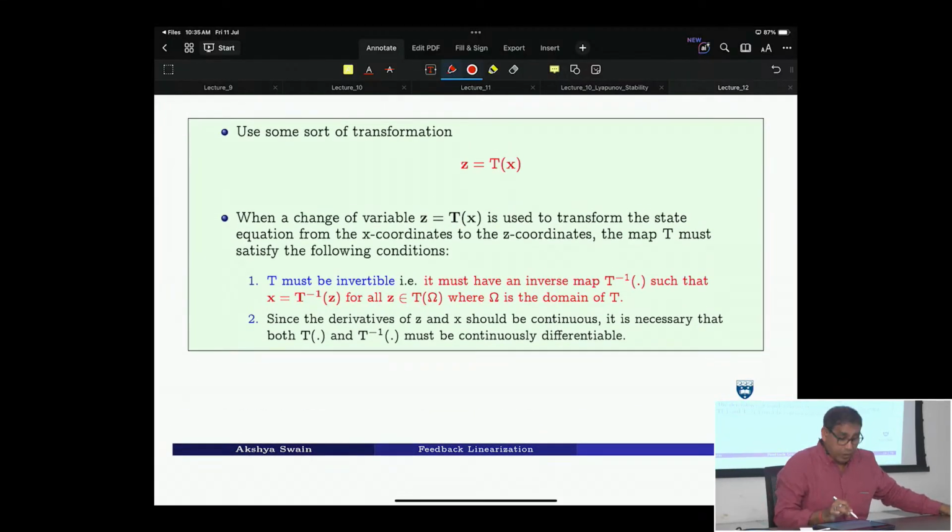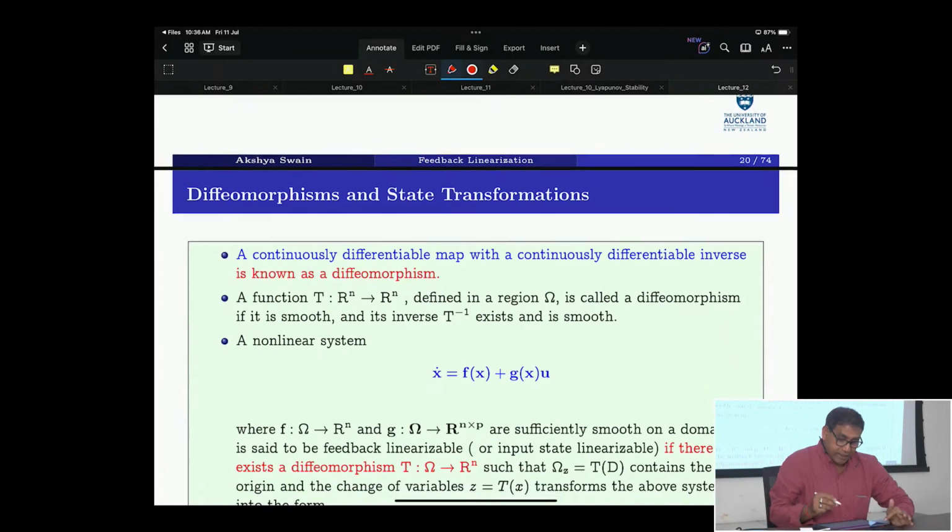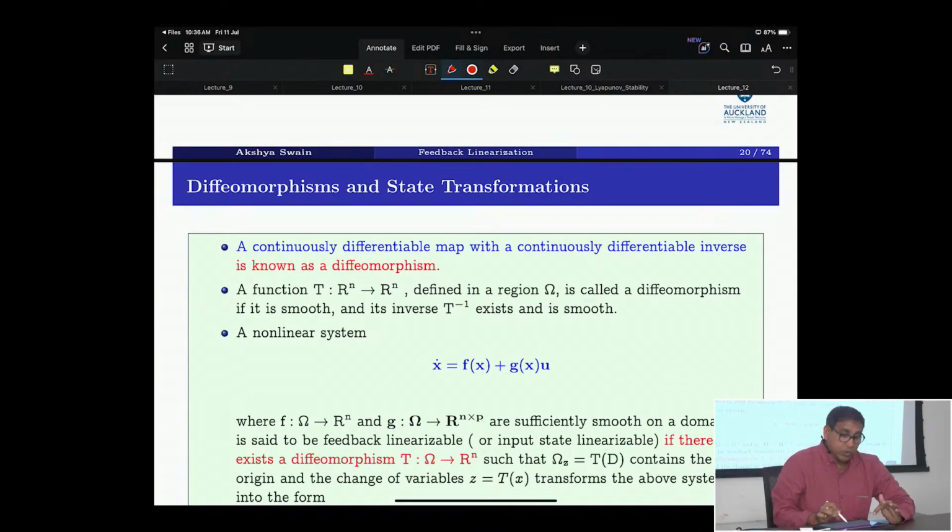When a change of variable z is equal to T(x) is used to transform the system into the required form, T must be invertible, it must have an inverse map, x is equal to T inverse of z. Since the derivatives of z and x should be continuous, it is necessary that both T and T inverse must be continuously differentiable. A continuously differentiable map with a continuously differentiable inverse is known as a diffeomorphism. This is all in the geometric area. Feedback linearization comes under geometric control theory.